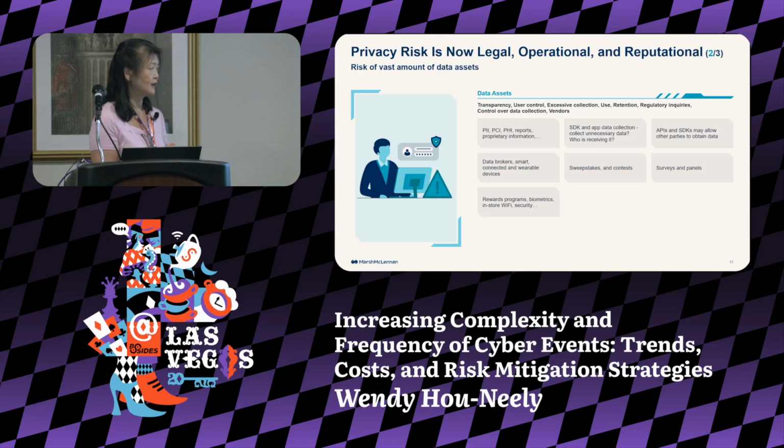An API that works with SDKs may allow another party to obtain data unintentionally. What about data brokers? Smart connections, variable devices, a lot of the California CCPA and privacy laws. What's this? CIPA, the California Invasion of Privacy Act. There are sweepstakes, contests, surveys, any sort of reward program, and biometrics. Those kinds of things, like Texas just sued Facebook for a biometric data violation.